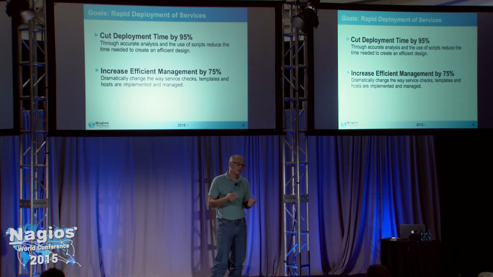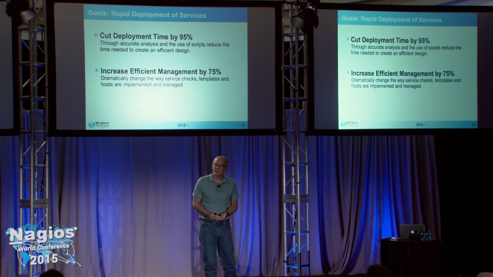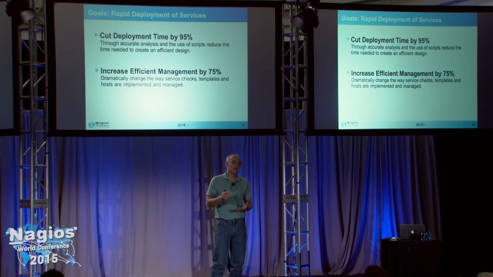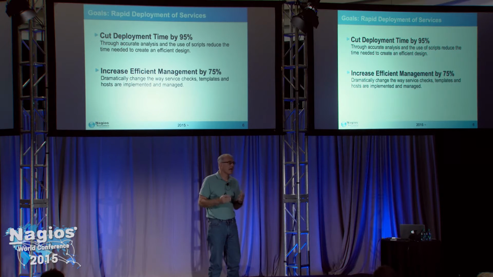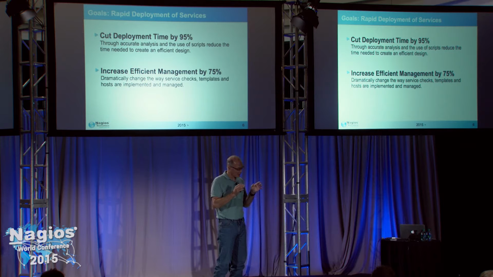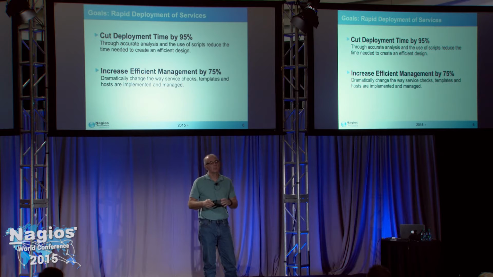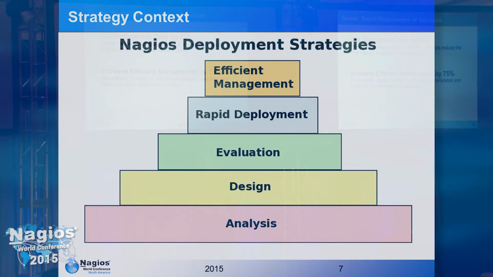So, you've probably heard this term before, rapid deployment, efficient management. They have to go together. It has to build the structure so that you can go to one service template and change the configuration for hundreds of services. You've got to make your life easier. And so using object inheritance is important in this whole structure.